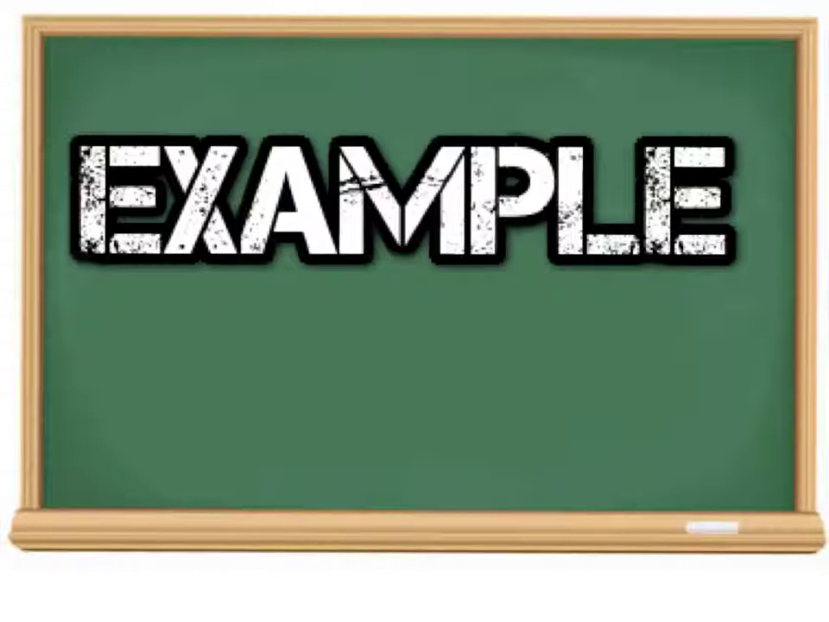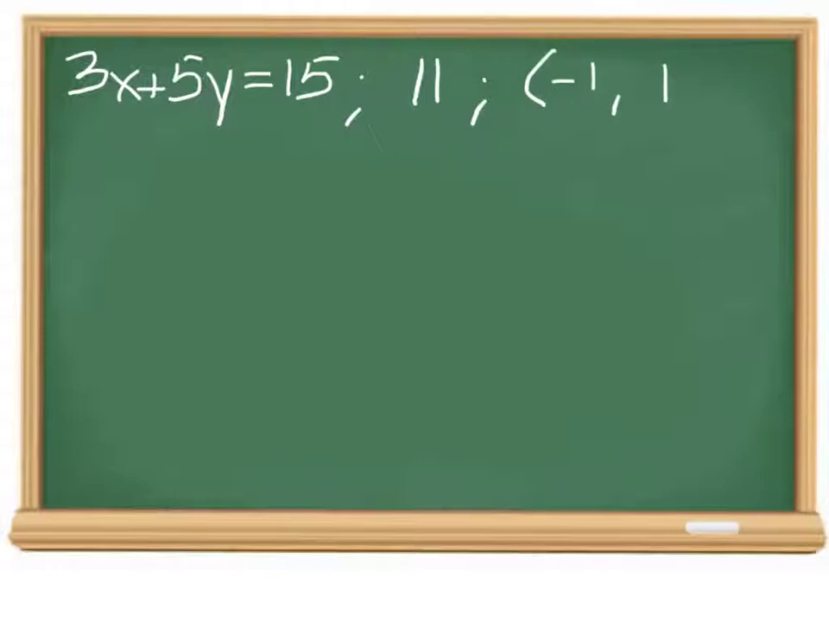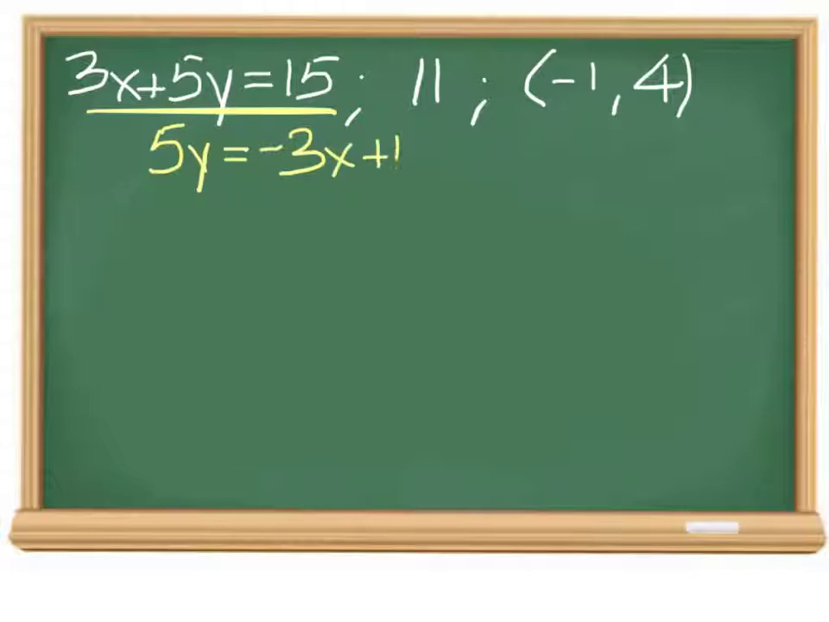Example number 2. The problem is 3x plus 5y equals 15. You're looking for a line that is parallel to that line and passes through negative 1, 4. You have to put this in slope-intercept form, so it would be 5y equals negative 3x plus 15. And to get the y by itself, you have to divide everything by 5, which will give you y equals negative 3/5 x plus 3.